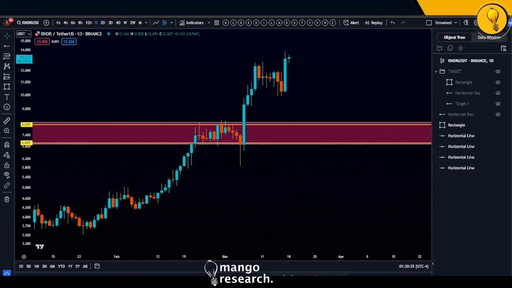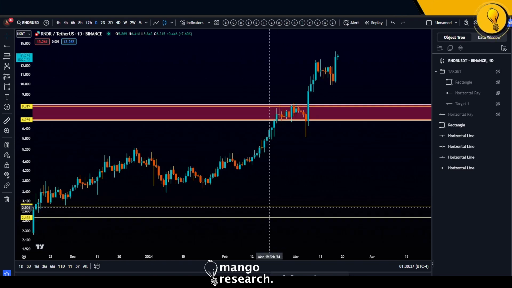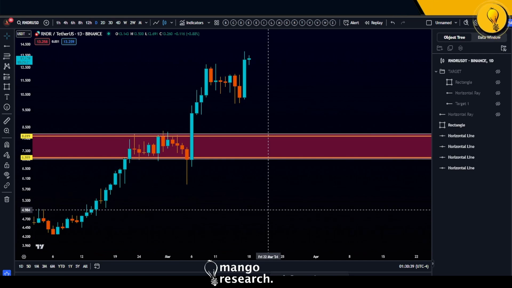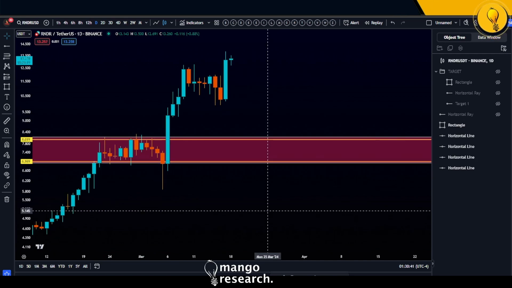Now, a lot of people are saying that, okay, this is not sustainable. It's a bit frothy. My opinion on Render is that, well, we opened a brand new week, and I think we're going up further. So today we're going to be talking about targets to the upside, what it is that I'm seeing on Render's chart.